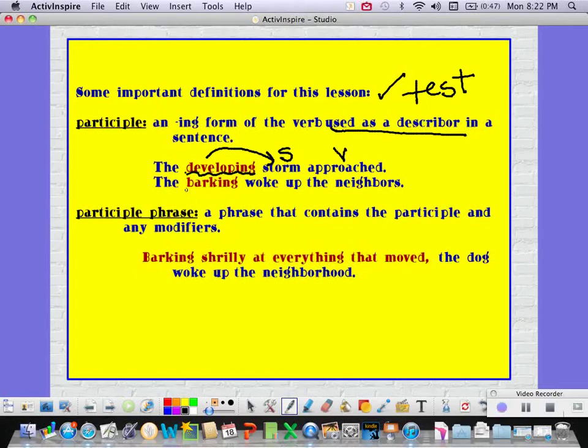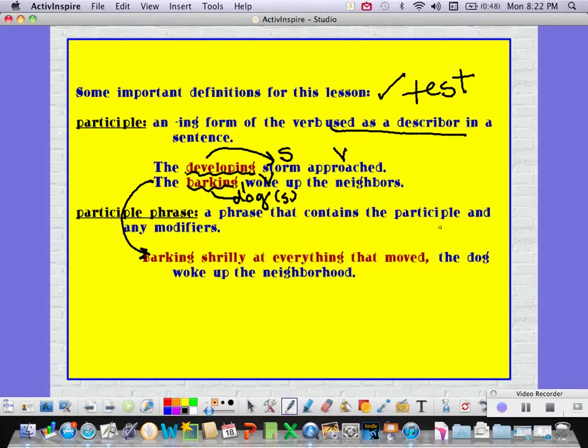The barking dog woke up the neighbors. Dog is the subject, woke is the verb, barking describes the dog. I can take the participle barking and make it a phrase. A phrase is the participle and any words that modify it. Barking shrilly at everything that moved, the dog woke up the neighborhood.